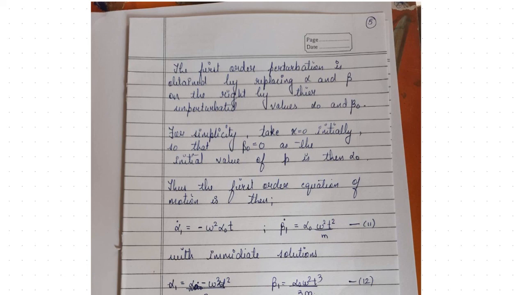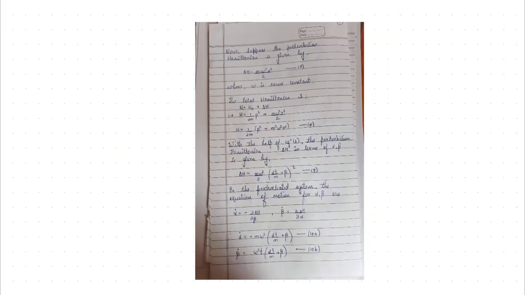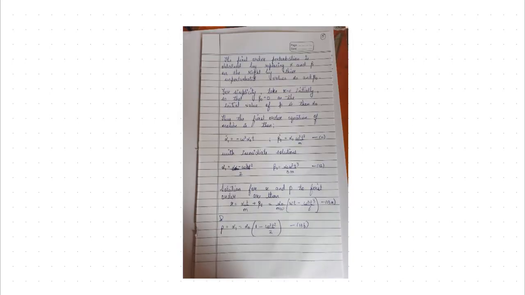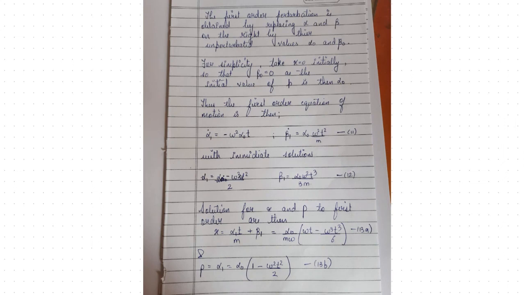So initially when x is equal to 0, beta is obviously 0, and the initial value of p is alpha naught. So in equations number 10a and 10b, you have to replace alpha by alpha naught and beta by 0. After replacing and finally finding, you will get these conditions. Your alpha 1 dot would be equal to minus omega square alpha naught t, and beta 1 dot would be alpha naught omega square t square upon m.